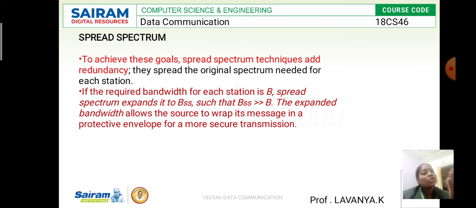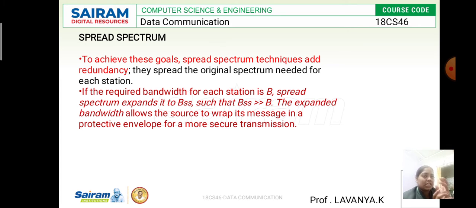During that time, they use redundancy of the data, which means they use one more copy of the original data. So if any jamming or noise happens in between, no data will be lost, because they have already used a redundant copy of the original data. So there is no data loss while transferring the data from one device to another device.